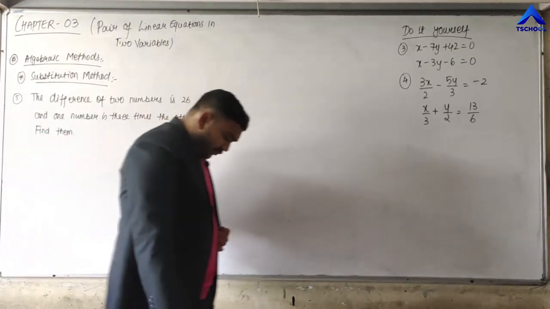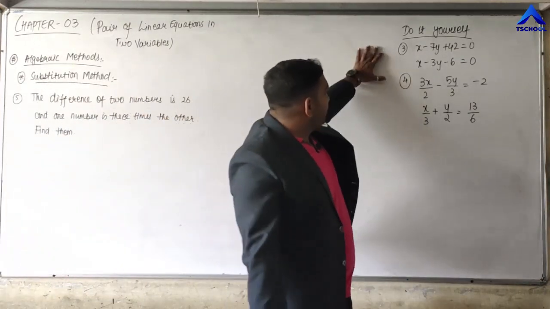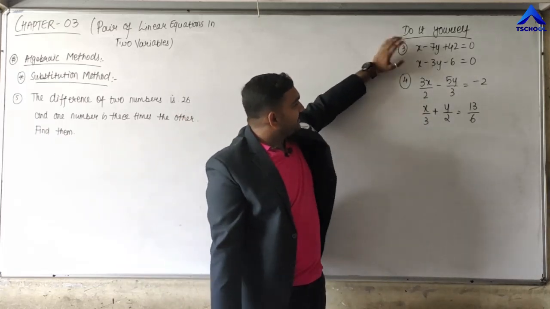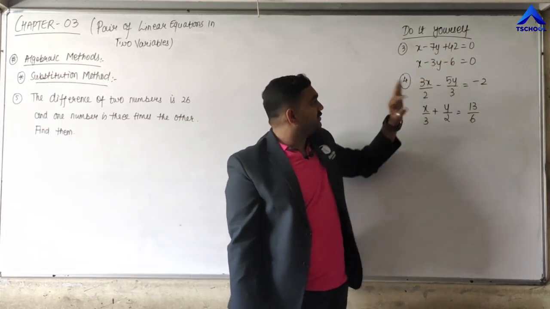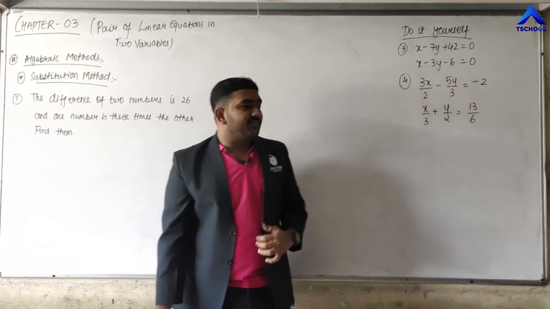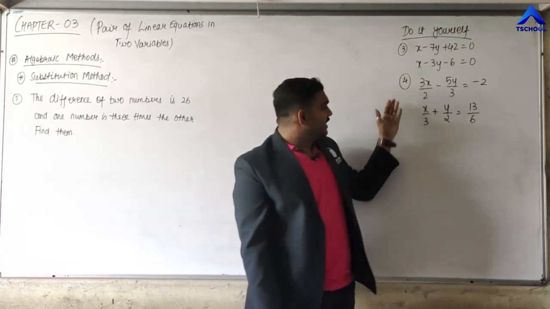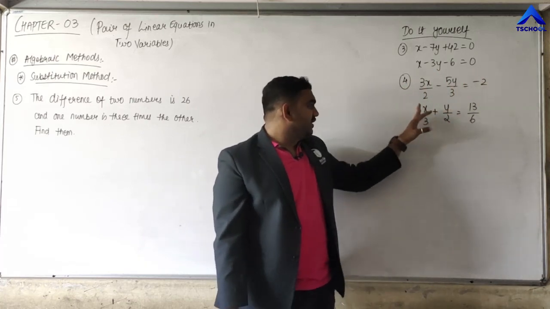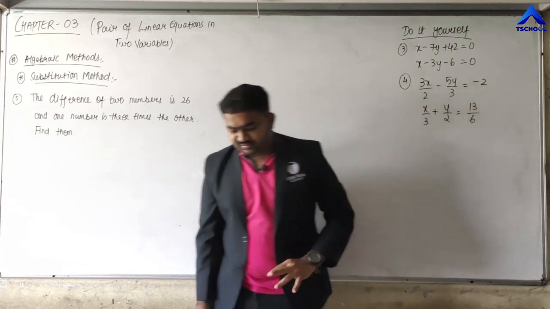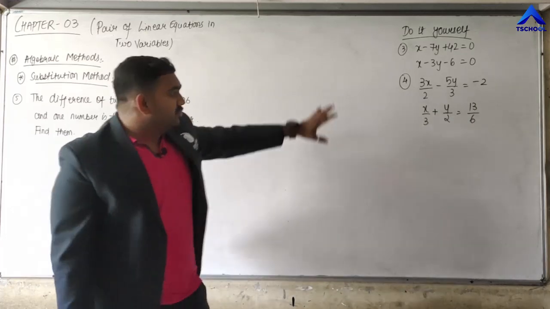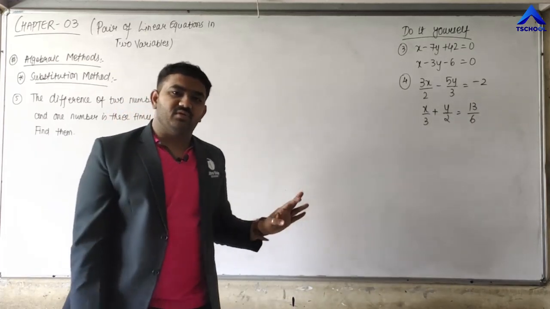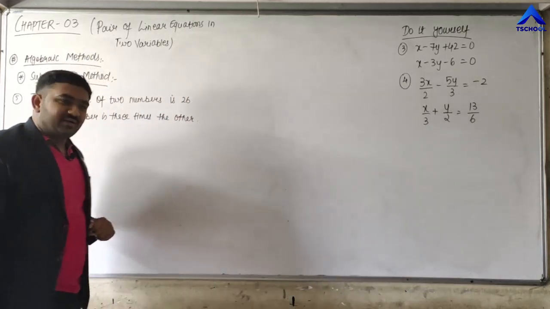Okay, so now I've written two more questions for you to do by yourself. The first one is a pair x minus 7y plus 42 equal to 0 and x minus 3y minus 6 equal to 0. The second one is 3x by 2 minus 5y by 3 equals to minus 2 and x by 3 plus y by 2 equals to 13 by 6. Try to do it by yourself in the same way that we have discussed the rest of the two solutions, and then try to find it out.